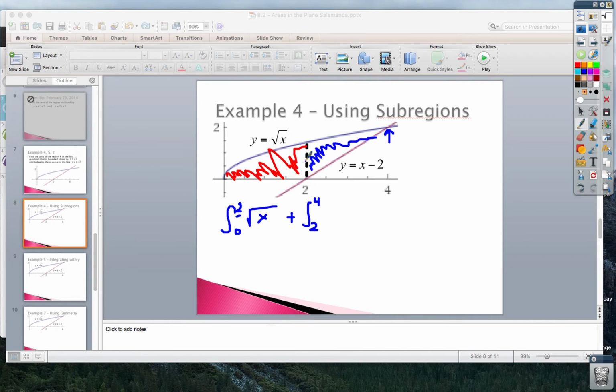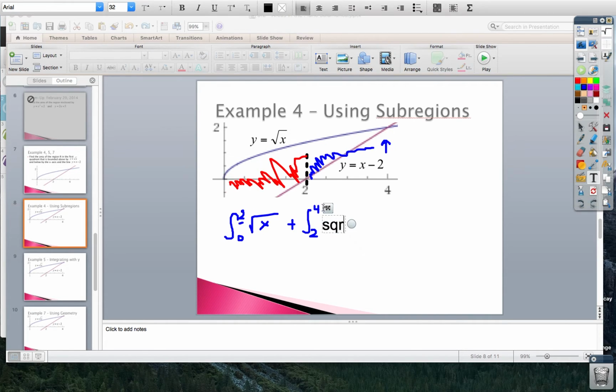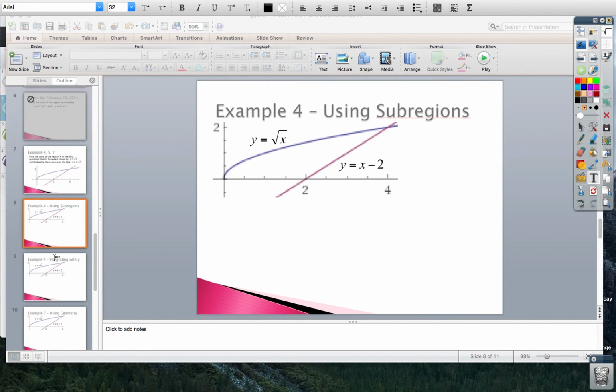Now remember, we want to put the equation that's on top first, and we're going to subtract the lower equation. So we're going to have the square root of x minus the quantity x minus 2 dx. Hopefully you didn't forget to put the brackets. And when we do this, our answer turns out to be 10/3 units squared. We're going to do it another time now.